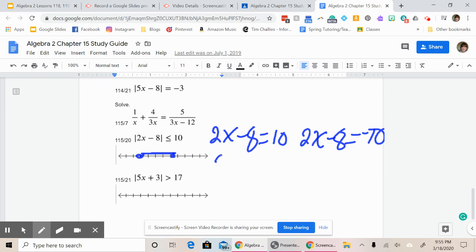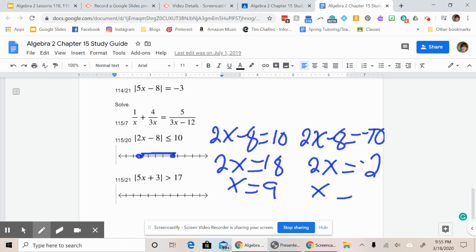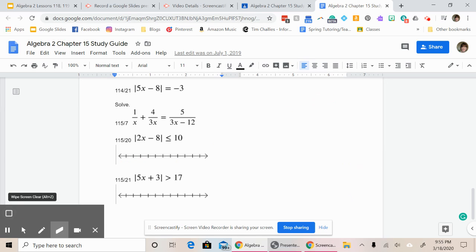So this first one would be 2x equals 18, x equals 9. 2x equals negative 2, x equals negative 1. Negative 1 for that critical point, 9 for that one, and here's our final inequality. It's an and inequality. Negative 1 less than or equal to x, less than or equal to 9. We're almost to the end.